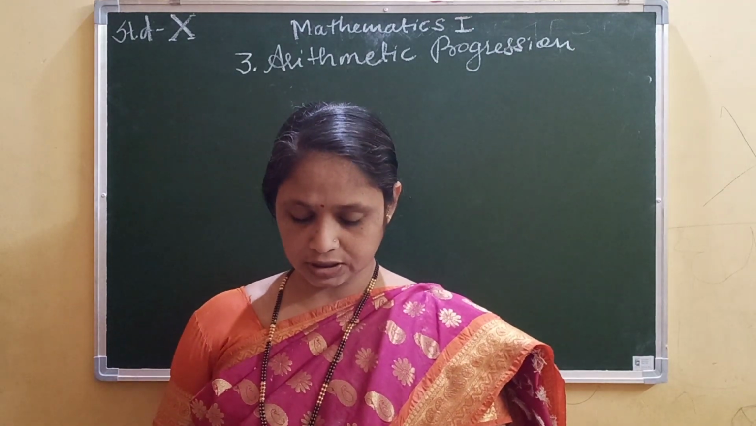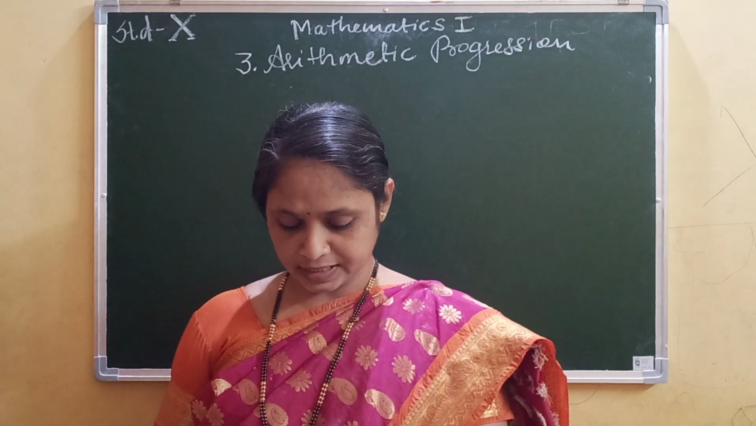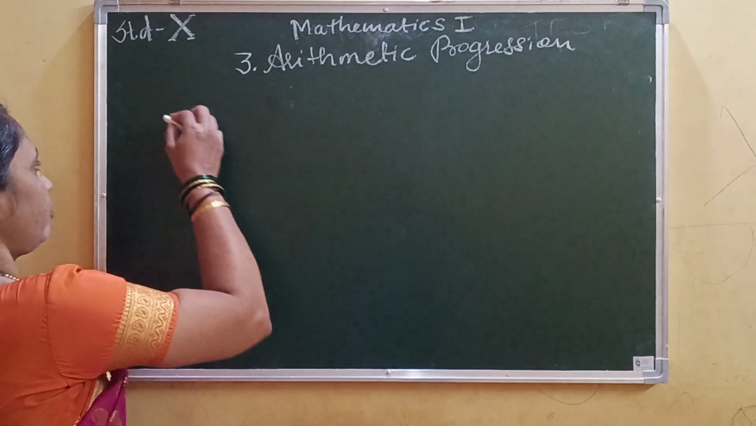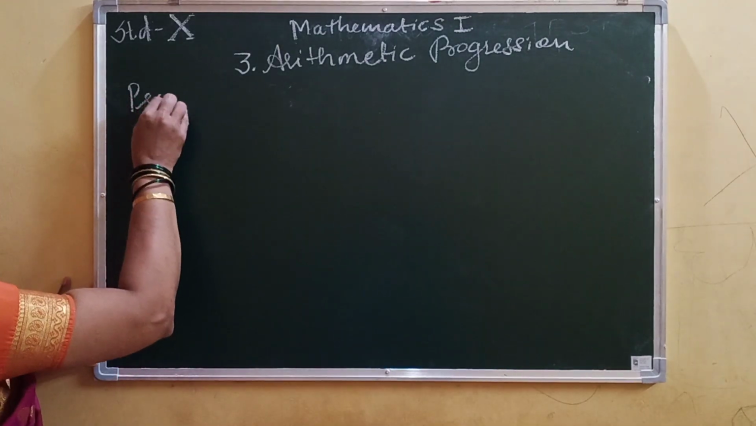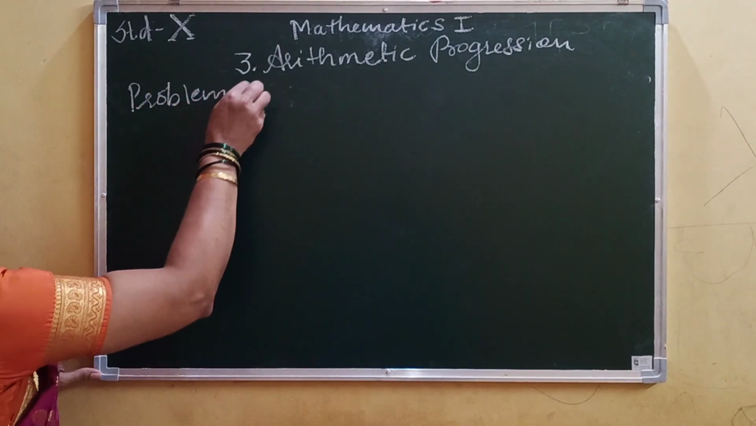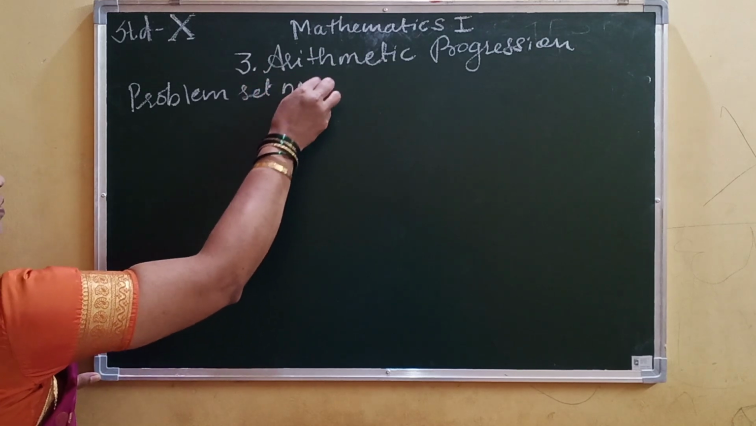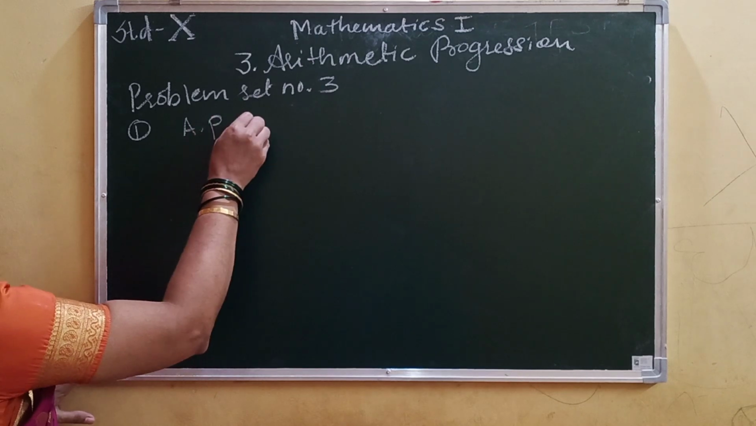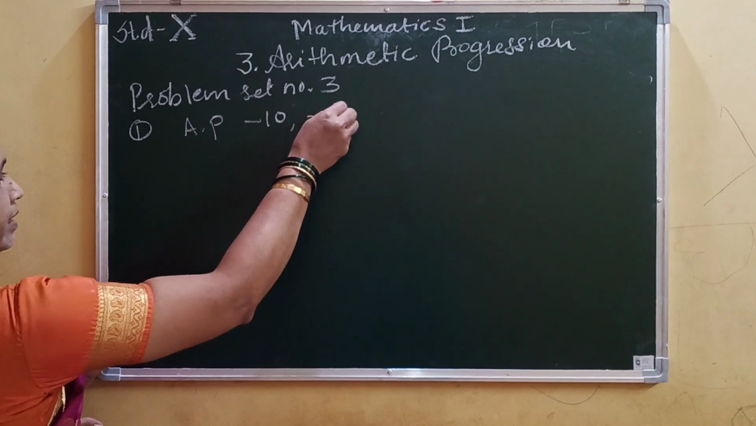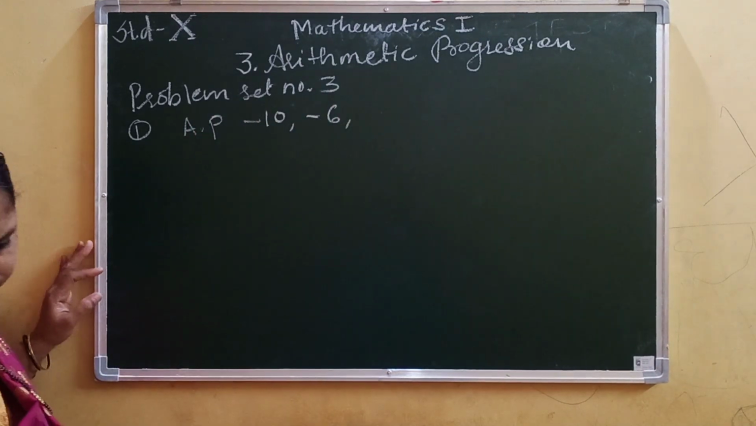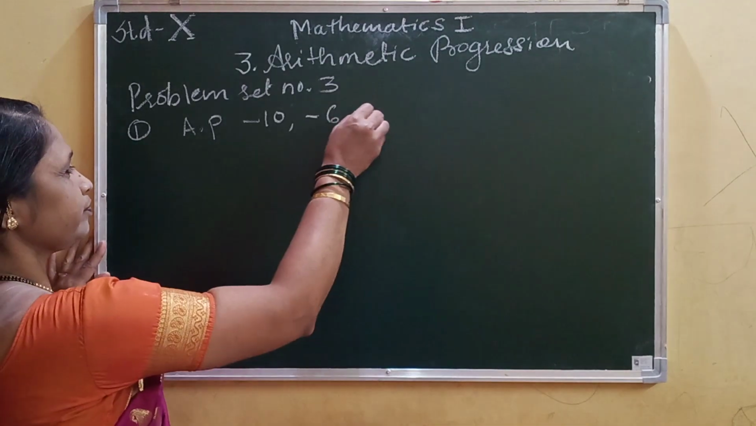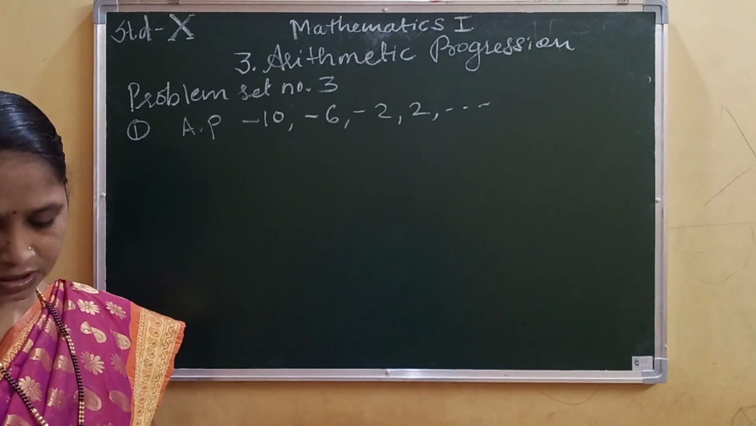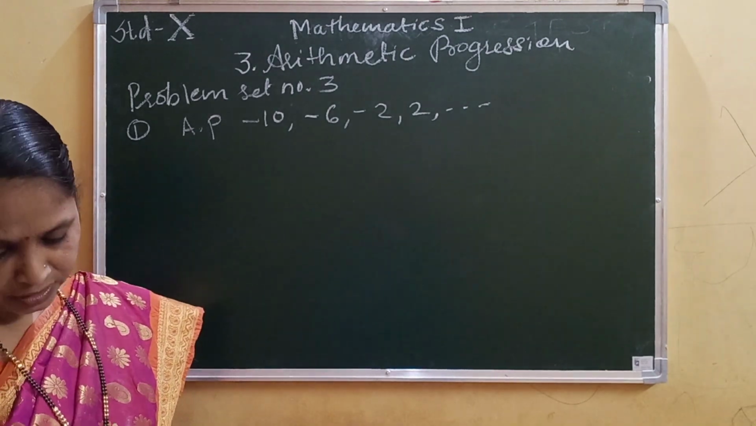Now the first question is the sequence -10, -6, -2 and 2 is given. Number 3, first question. The series is given. AP. AP what? -10, -6, -2 and 2 is given. What you want to find from this? You have to find out the common difference.